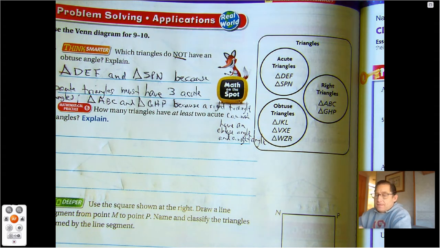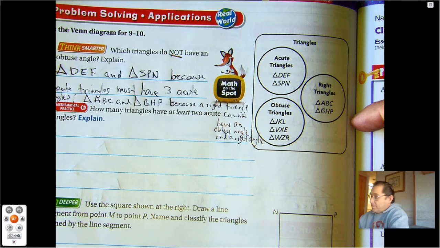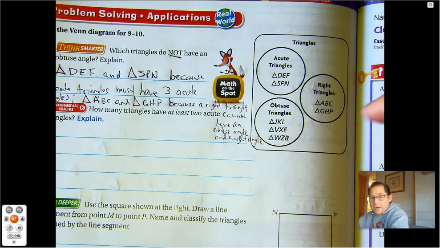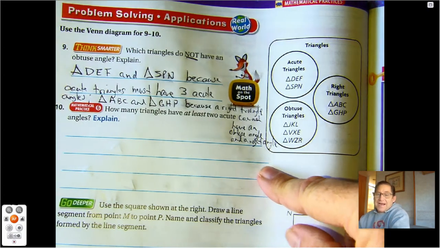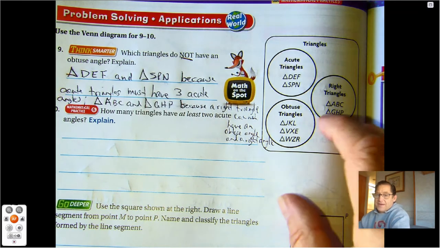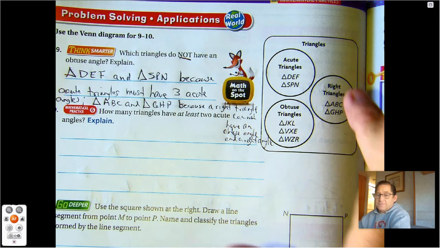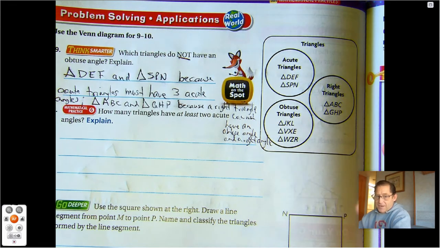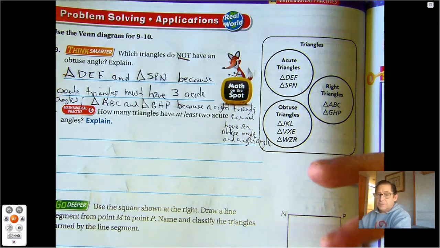Okay, so these two cannot have obtuse angles. Remember, the triangles only can have one name. It's either an acute triangle, a right triangle, or an obtuse triangle. So if we're looking for triangles that do not have an obtuse triangle, it's got to be these two. Okay, because you can't have two names for the same triangle. So we can't call this a right obtuse triangle. It's just a right triangle. I can't call this an acute obtuse triangle. It's just an acute triangle.